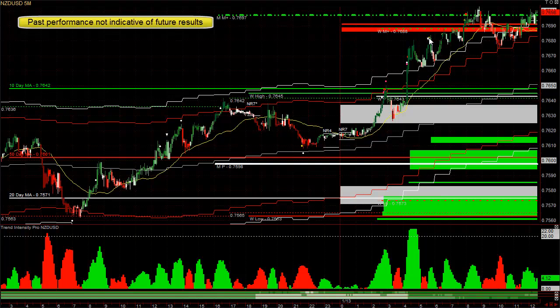So you bought this, it came up a little bit, ran out of steam, you can see it wasn't that much strength, pulled back again, didn't break this low right here, so you might have gotten into the trade again and got out of that trade here. So not only did you have a nice 30 pip move on the first trade, you might have had a 15 pip move here, 15 pip move here.